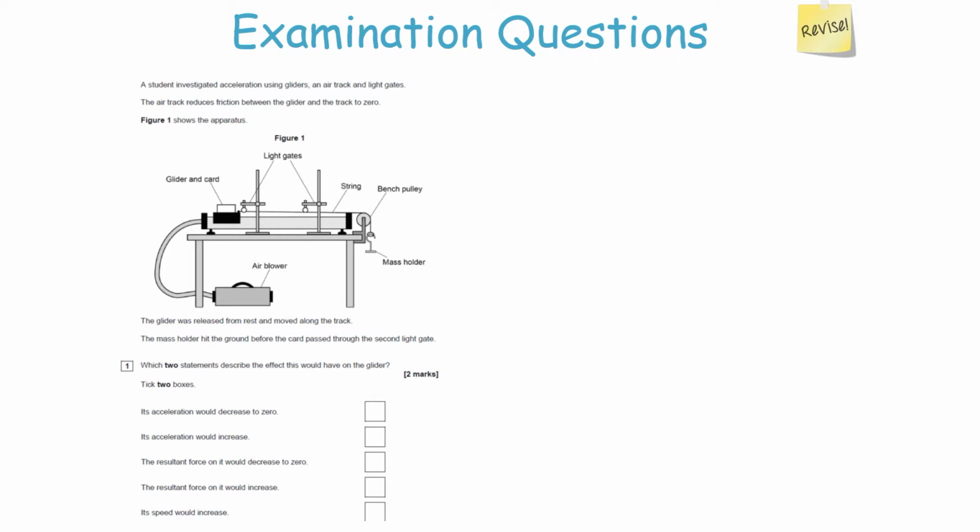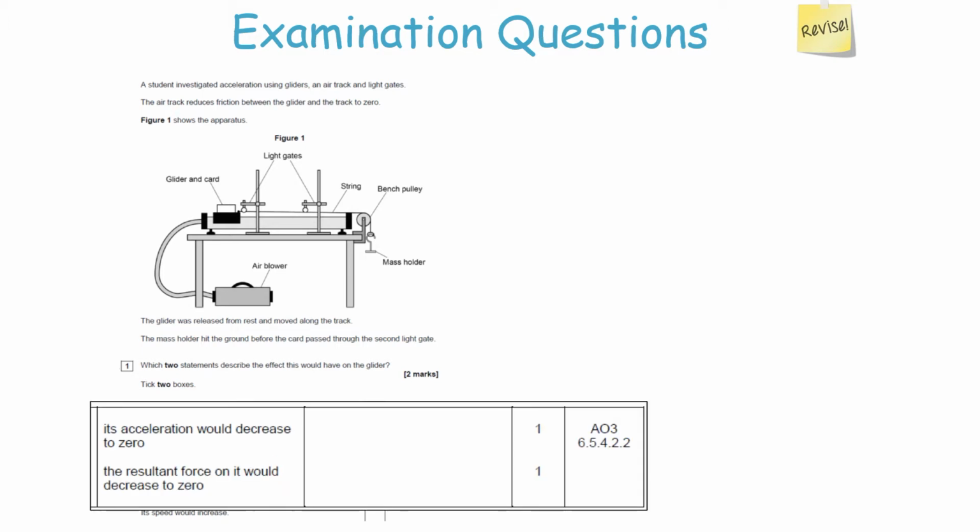Right, so you've got to think about what is going on. When the mass holder is released, it's going to be providing a force on the glider and the card. So what this means is it's going to cause the glider and the card to accelerate. However, when it hits the ground, that force is no longer present. So as a result, the resultant force acting on the card will no longer be present because that mass holder has hit the ground. Now we know that resultant force is directly proportional to acceleration. So if the resultant force decreases to zero, the acceleration would also decrease to zero.